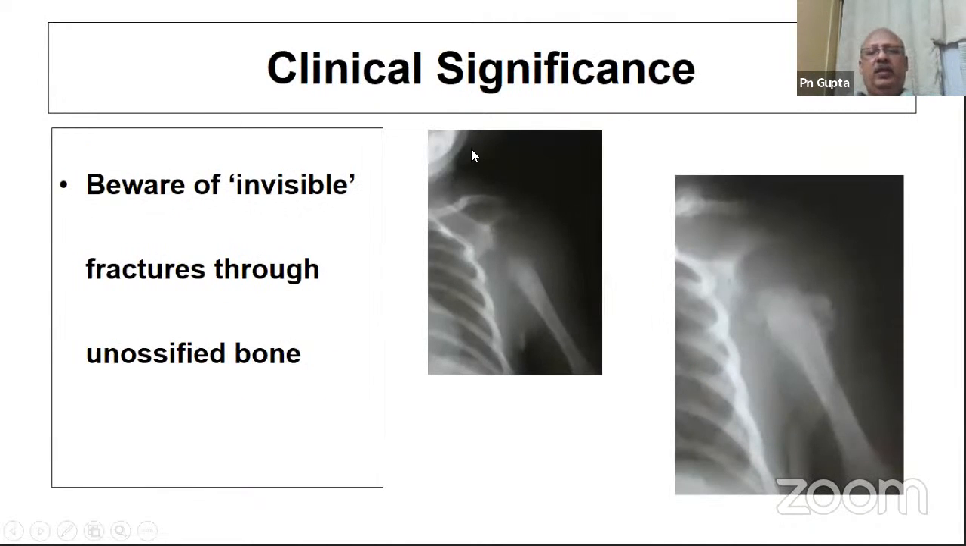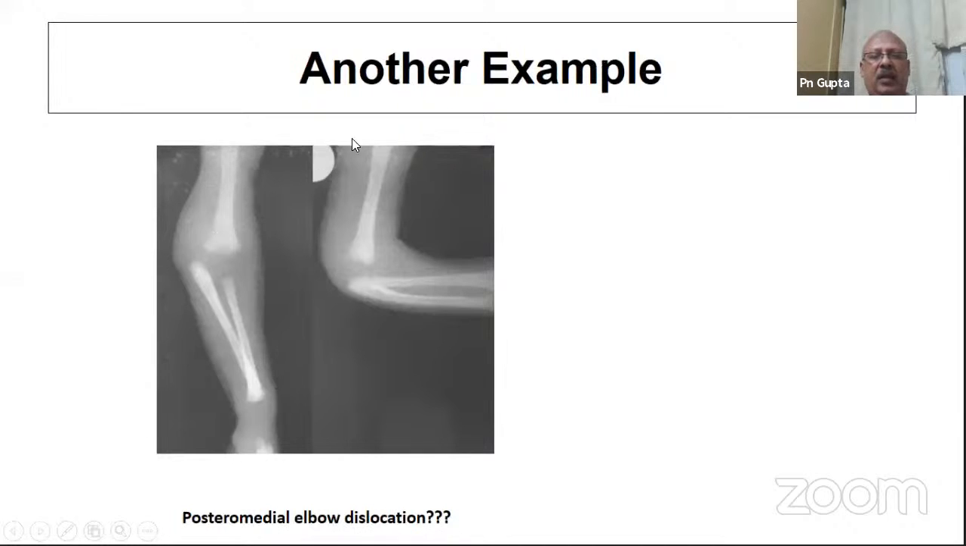So what is the importance of this? If you see this X-ray, perhaps you can pass it off as normal or as some displacement there. But in this child at 2 weeks, you will see that there is a lot of callus formation. So one has to beware of invisible fractures. And where do these invisible fractures occur? Through the unossified bones. And this is another example of a fracture occurring through the unossified bone.